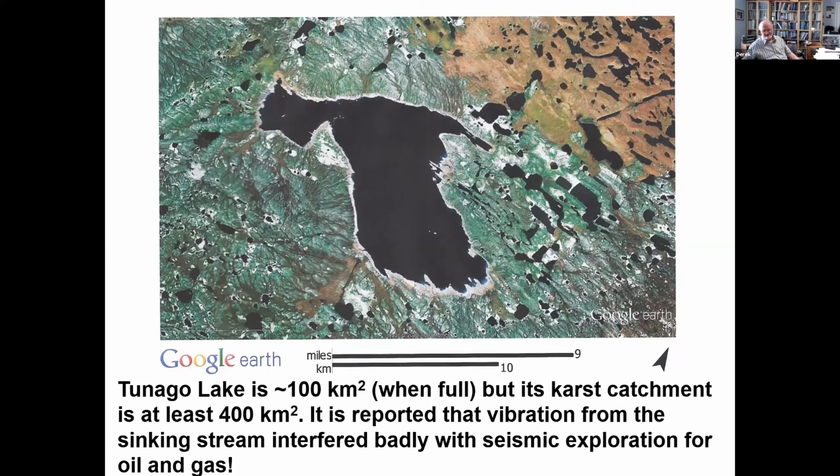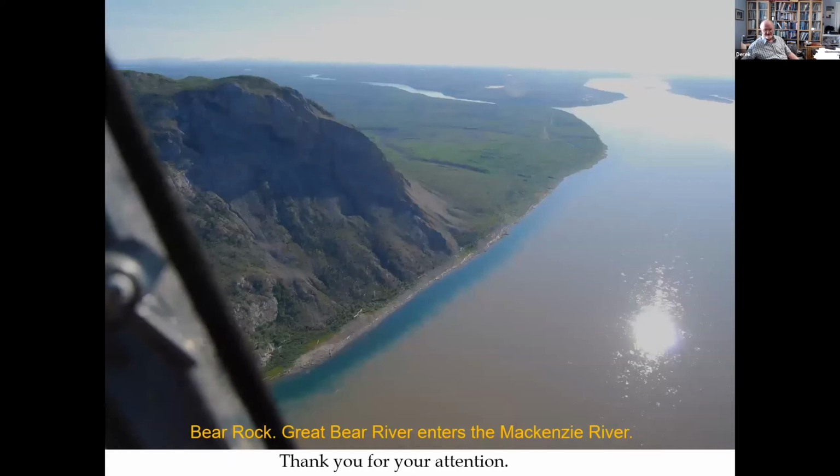Last picture, please. This is Bear Rock itself on the Mackenzie River. This is the drainage from Great Bear Lake coming into it, about to mix. This is this giant dolomitic anhydrite gypsum solution breccia with another thousands of square kilometers of karst development on it, but I'll tell you about that in another story. Thank you.